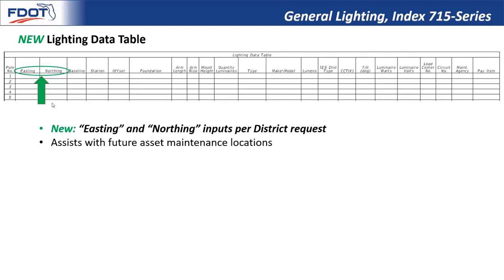And I do want to point out that some district offices prefer to have the easting and northing in addition to the baseline, station, and offset, while others may prefer just one. So this table and all the column headings we're about to show are modifiable. Some may be removed at the discretion of the EOR, but it really is about what works for each particular district.